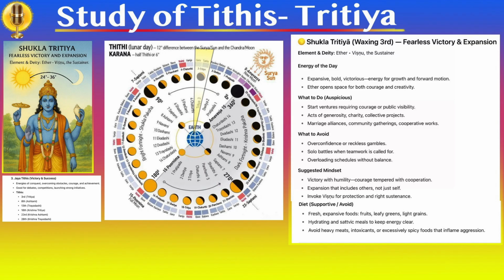If you do nothing else in Jyotish, just recite Vishnu Sahasranama. You'll get so much out of it. He's the Lord of everything here. This entire Maya is Vishnu's Maya. The supported diet on this day: fresh, expansive foods, fruits, leafy vegetables, light grains, and so on. Hydrating and sattvic meals to keep the energy clear.